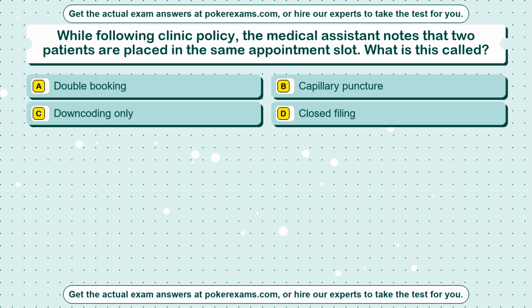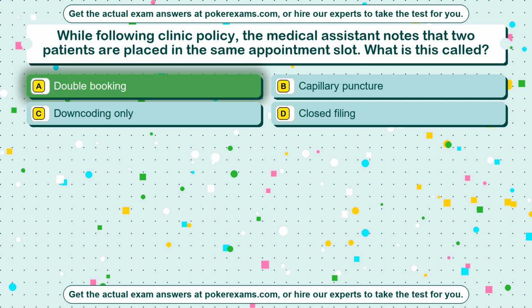Question 55. While following clinic policy, the medical assistant notes that two patients are placed in the same appointment slot. What is this called? Option A, double booking. Option B, capillary puncture. Option C, downcoding only. Option D, closed filing. The correct answer is option A, double booking.